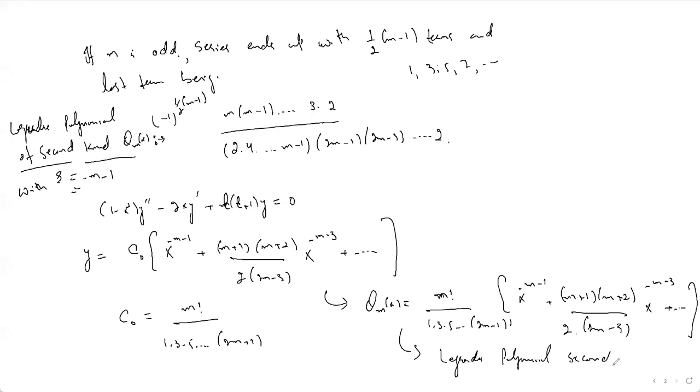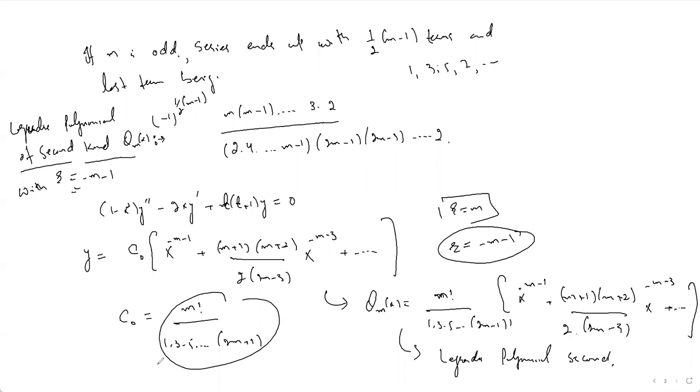Polynomial of second kind. So one of the solutions to your Legendre differential equation corresponding to r equal to m is called a Legendre polynomial of first kind, and the other solution corresponding to the root r equal to minus m minus 1 is simply called a Legendre polynomial of second kind, provided we substitute the value for c naught in both the cases. In the first case as c naught the value, and in the second case we will substitute the value of c naught as this, then we call them a Legendre polynomial again.